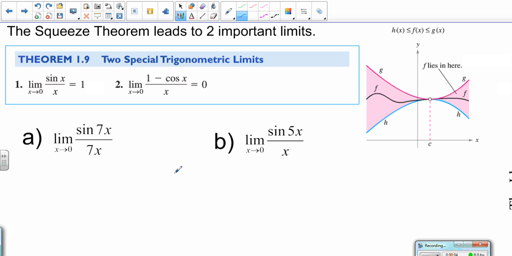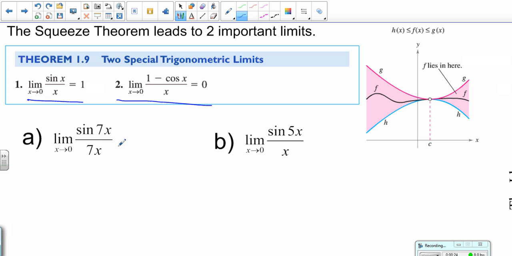Continuing on with Chapter 1, Section 3, Day 2, Part B. Let's finish up this video. We're paying attention to these two special trig functions, the limits of them. So the limit as x approaches 0 of sine x over x equals 1, and then this other one.